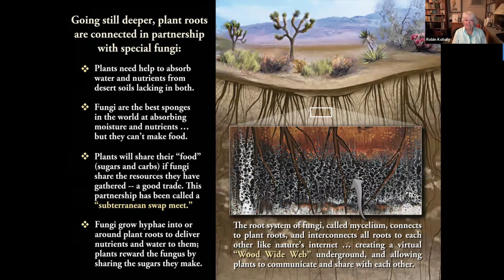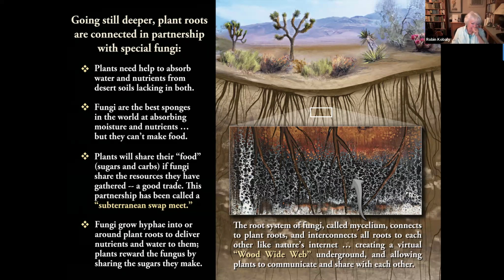So now I want to go down deeper to a relationship between these deep plant roots and special fungi that are in partnership with all of our plant roots. Now, by now, you guys are all plant people. You already know about mycorrhizal fungi. So I will still say a couple of things, even though I know you know about it, just to lay the groundwork so we all have the same terminology going into it.